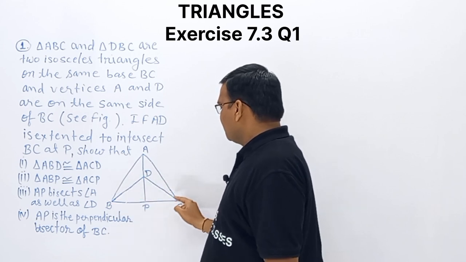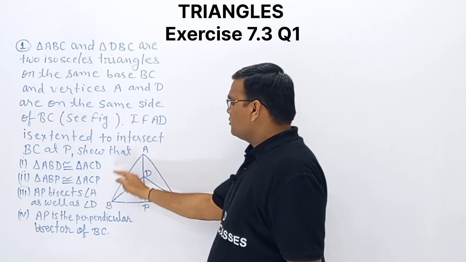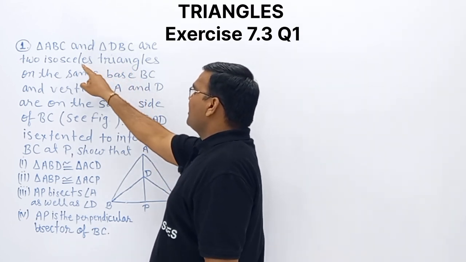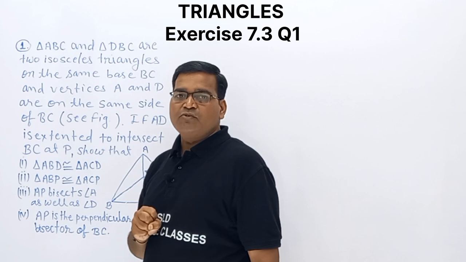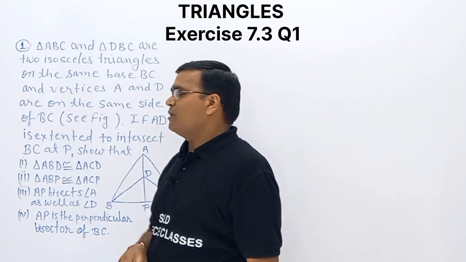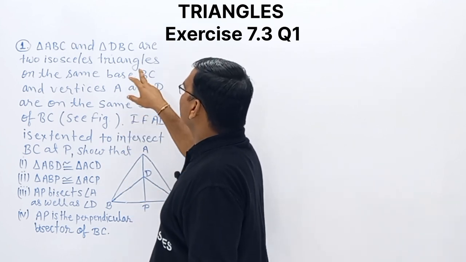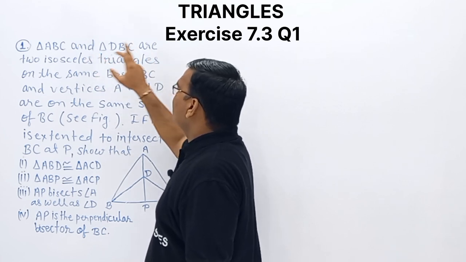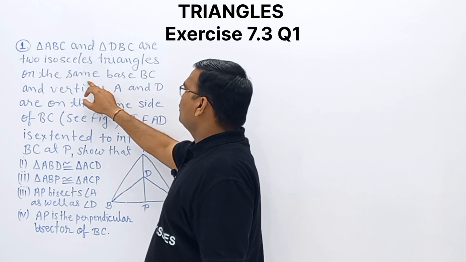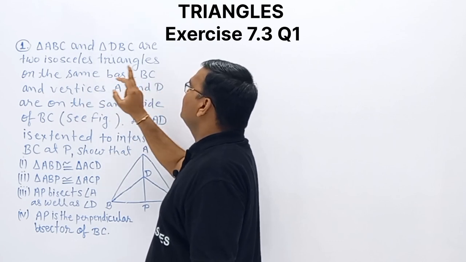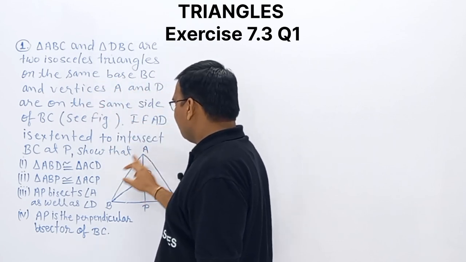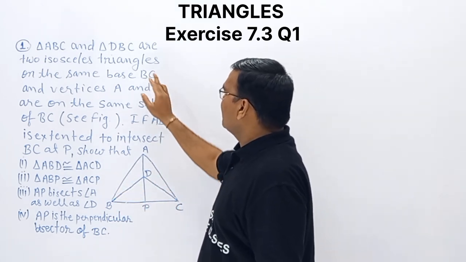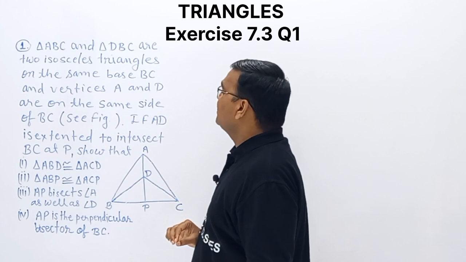DBC, this one, and ABC, these are two isosceles triangles. In the isosceles triangles, we are having two equal sides. Clear? Triangle ABC and triangle DBC are two isosceles triangles on the same base BC. Both triangles ABC and DBC are having the same base BC. Clear?